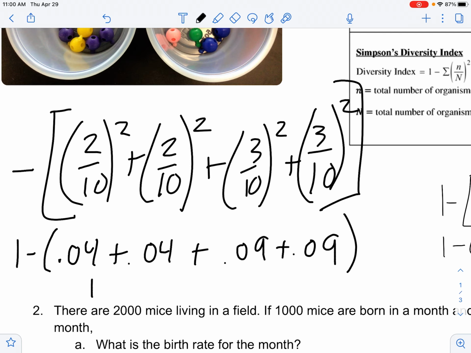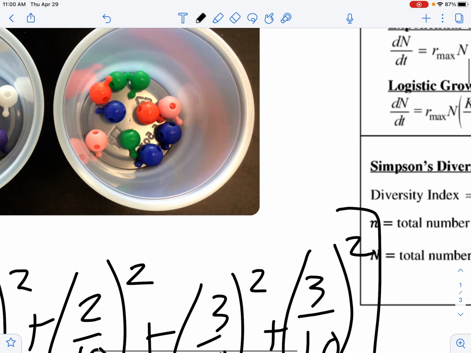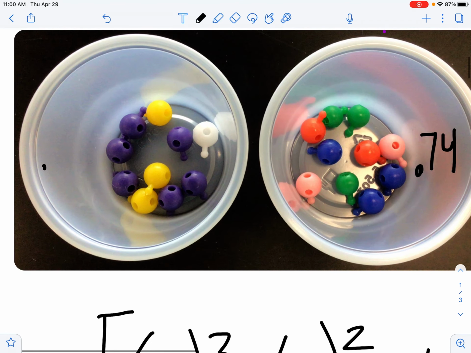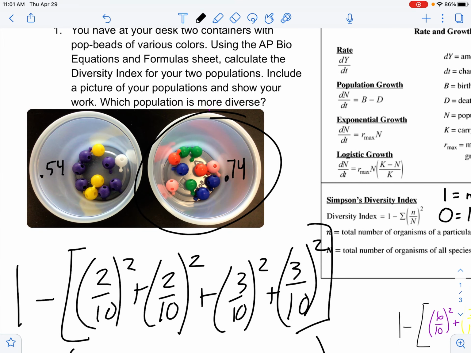That's going to be 1 minus 0.26, which equals 0.74. That's the species diversity index for that one. Comparing these two, 0.74 would be the species diversity index for this one, and 0.54 would be the species diversity index for that one. Of course, this one is more diverse. We knew that intuitively because there were more different species and also more evenly distributed, and 0.74 is closer to 1 than 0.54, so we've mathematically shown that as well.